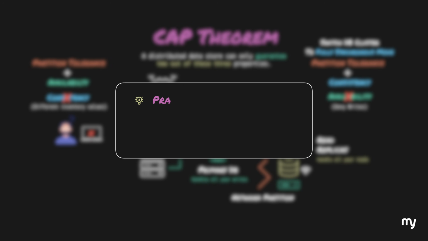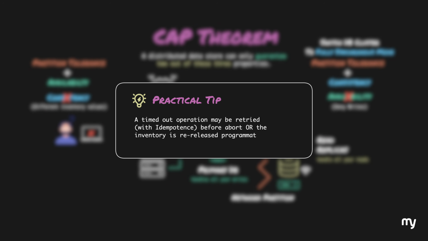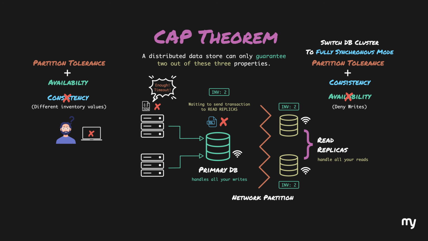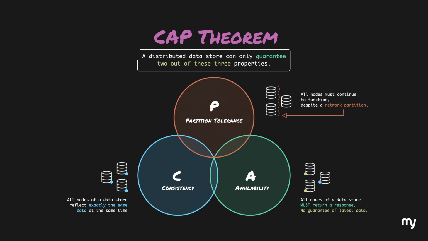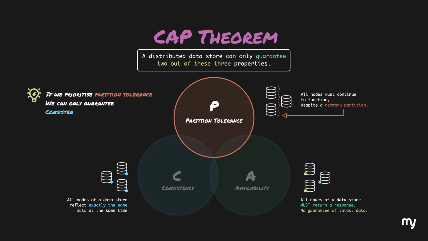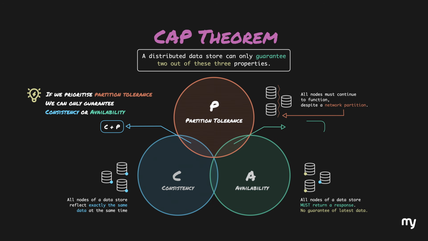Please note that in a practical sense, the operation may be retried via idempotence or the inventory is re-released programmatically behind the scenes to ensure strong consistency. So we could clearly see that in a distributed data store, if we prioritize partition tolerance, we can only guarantee either consistency or availability. And that's precisely the CAP theorem.